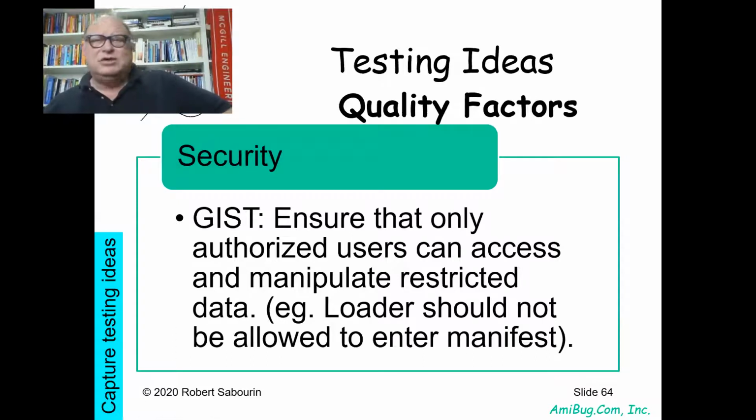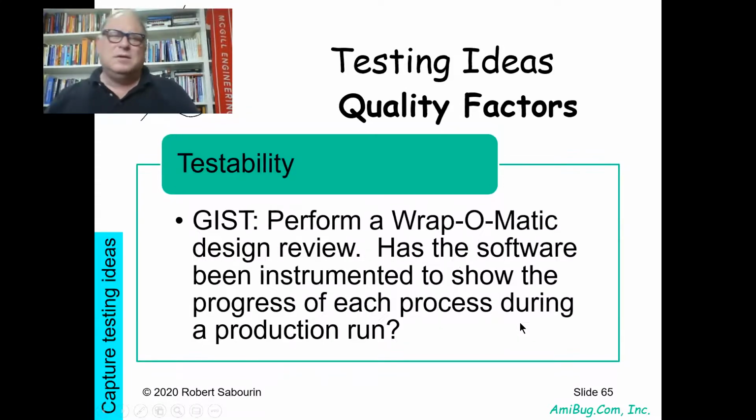Security. Ensure that only authorized users can access and manipulate restricted data. For example, the loader should not be allowed to enter a manifest. Testability. Perform a design review. Has the software been instrumented to show the progress of each process during a production run? So this is great. You can study the code to see if it's been instrumented so that you can track it and basically have some sort of dashboard.